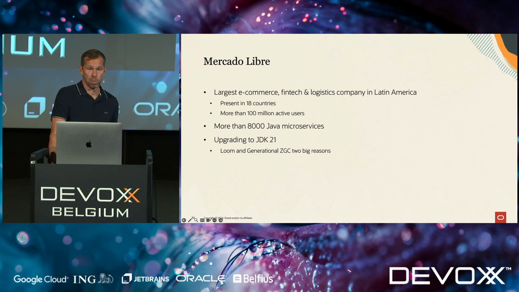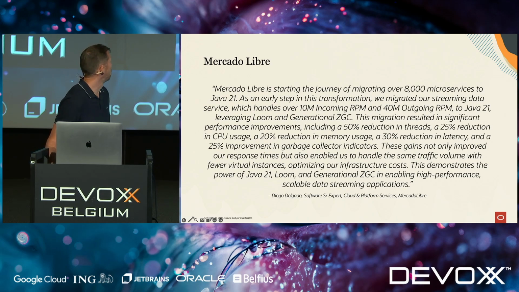I couldn't get any charts from Mercado Libre, but I got this extremely long quote instead, so stay with me. "Mercado Libre is starting the journey of migrating over 8,000 microservices to Java 21. As an early step in this transformation, we migrated our streaming data service, which handles over 10 million incoming requests per minute and 40 million outgoing requests per minute, to Java 21, leveraging Loom and generational ZGC. This migration resulted in significant performance improvements, including a 50% reduction in threads, a 25% reduction in CPU usage, a 20% reduction in memory usage, a 30% reduction in latency, and a 25% improvement in garbage collection indicators.